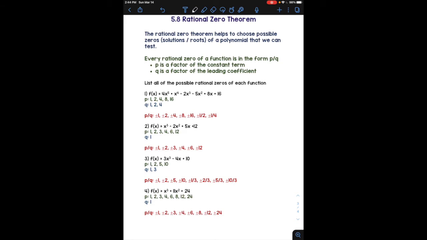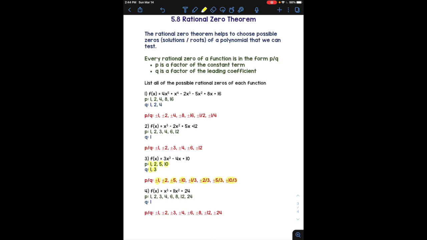Here is your list for number 3 and 4. Number 3 is a little bit lengthy, such that all the factors for 10 is 1, 2, 5, and 10. And all the factors, or the q, for our leading coefficient of 3 is 1 and 3. Dividing all the p's divided by all the q's will give us our list here, in which we do have a couple fractions. When you have fractions that you cannot simplify in this possible rational zero list, you could leave it as the most simplified fraction.